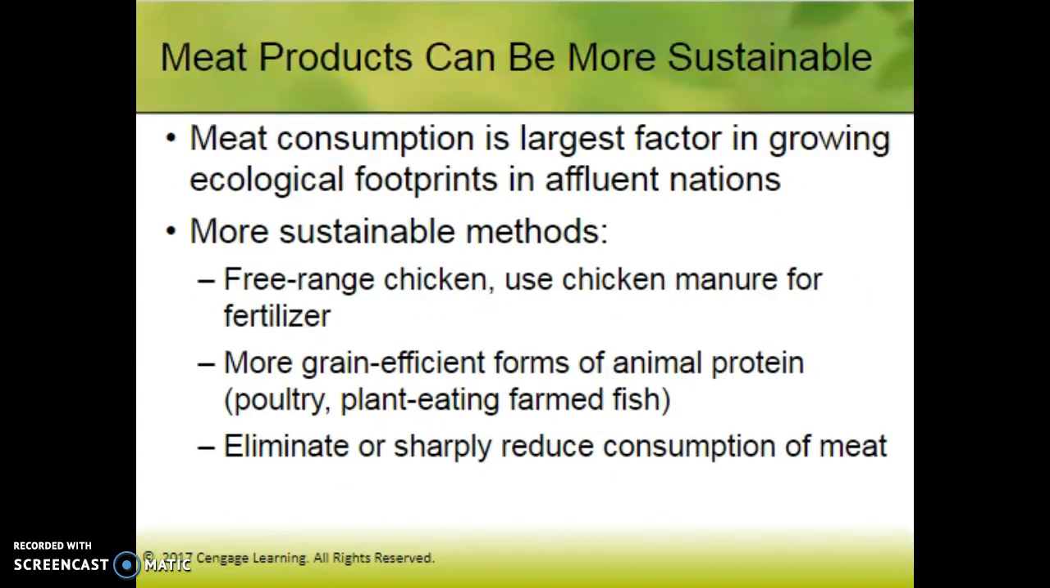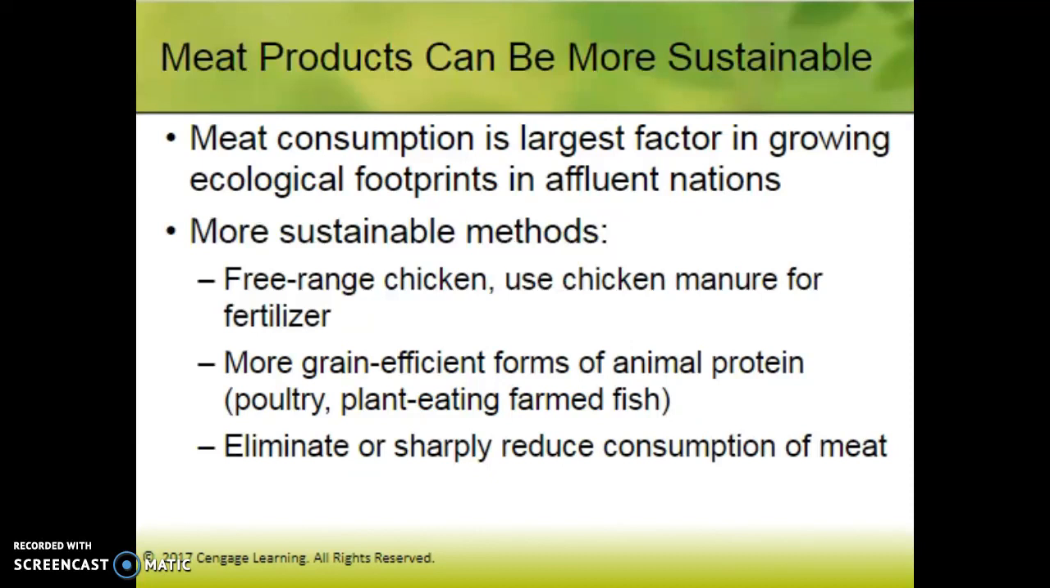How can our meat be more sustainable? Well, we need to eat less of it, first of all. There's a really cool program called Meatless Monday that I would encourage you all to look at. That's ultimately what has to happen. We have to reduce our need for meat. So we have to switch to more of a plant-based diet. We can free-range chicken and use manure for fertilizer. Truly free-range chicken, not just make it fit the rules.